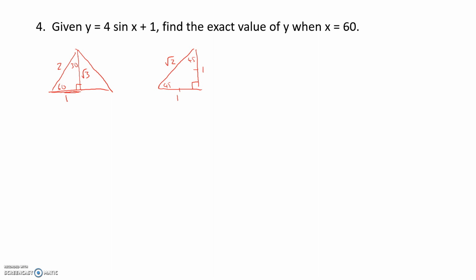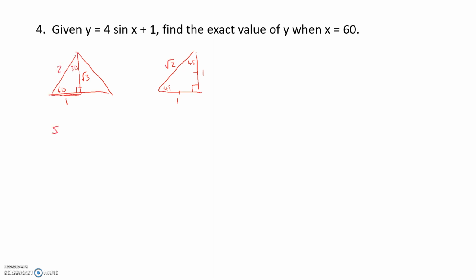Okay, so what do we want? We want sine 60. So we're going to use this triangle here. We're looking from that angle, and we know that sine of some angle is always equal to opposite over hypotenuse. So from that 60, that's looking like root 3 over 2. So done. Sine 60 equals root 3 over 2. So that's the hard bit done.